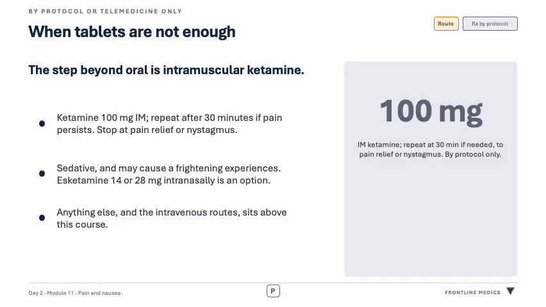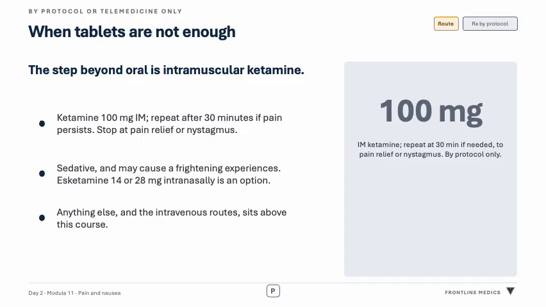When oral pain relief is not enough, the step beyond it at this level is intramuscular ketamine, and it is by protocol or telemedicine only. 100 milligrams, repeated after 30 minutes if pain persists. Do not chase a specific number. Stop when the pain is tolerable or the eyes start their slow rhythmic drift, an eye movement called nystagmus that tells you the drug is working. It can sedate and sometimes may cause a frightening emergence reaction.